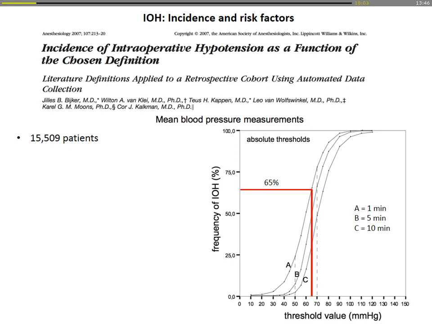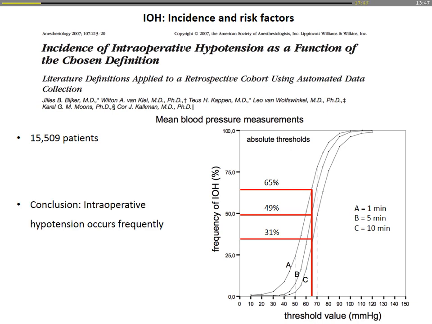And if they looked at more than 5 minutes below 65, it was 50% of their patients. So every second patient had more than 5 minutes under 65. And if you look at 10 minutes under 65, a third of their patients had such a low blood pressure. So the conclusion was intraoperative hypotension occurs quite frequently.